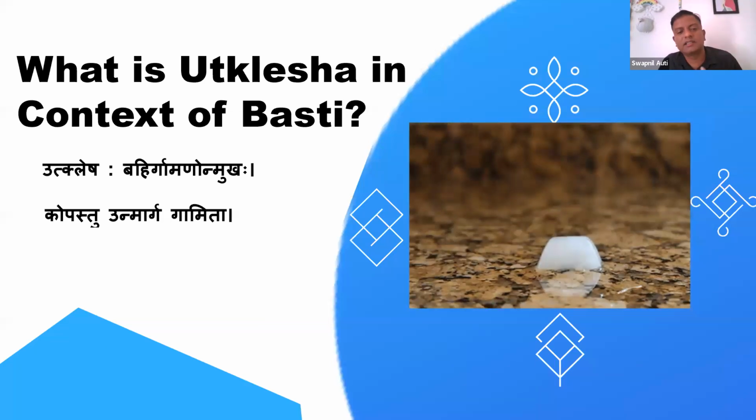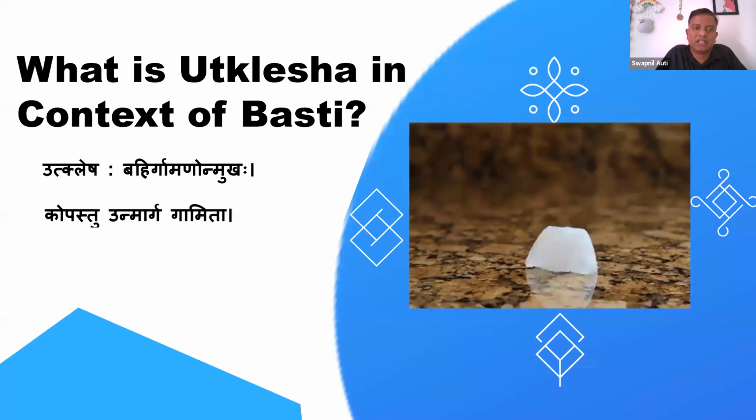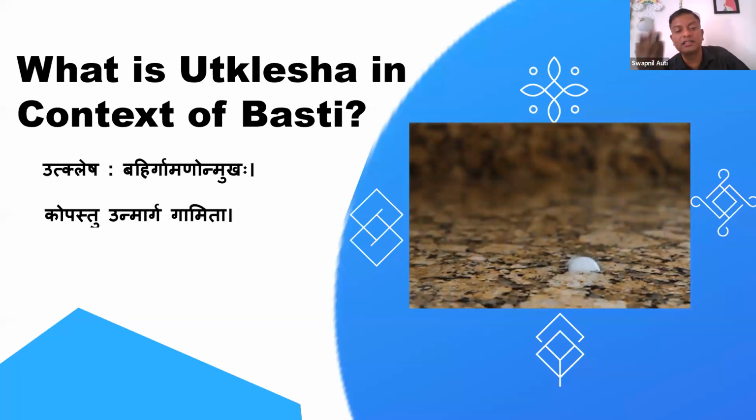Is there such a context of Utlesha in Basti also? Because see, in Basti, we never do Nirooh Basti continuously. We go for Nirooh, Anuvasan like that. So that Anuvasan is basically intended for Utleshana only. So what is Utlesha? The concept should be clear. Because most of the people think that Utlesha is increasing the dosha. So is it like that?